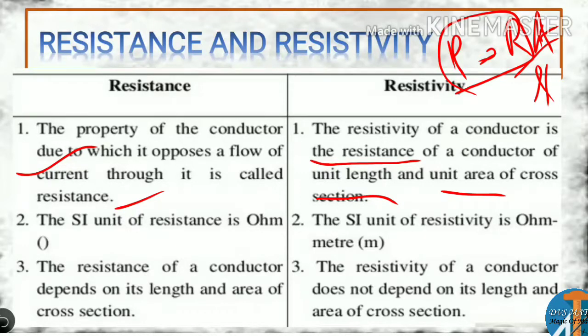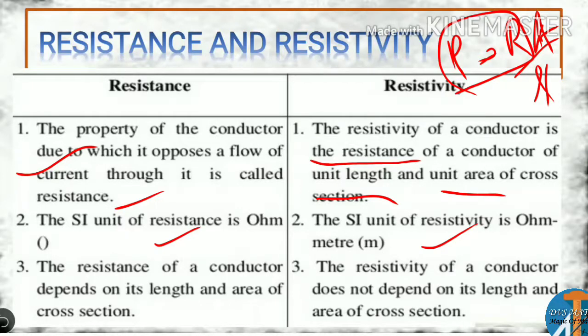So that's what they are saying in the definition: the resistivity of a conductor is the resistance of a conductor when it is of unit length and unit area of cross section. Clear? Then we can compare the SI units. The SI unit of resistance is ohm. The SI unit of resistivity is ohm meter. Remember, this is very simple. Resistance: ohm, resistivity: ohm meter.